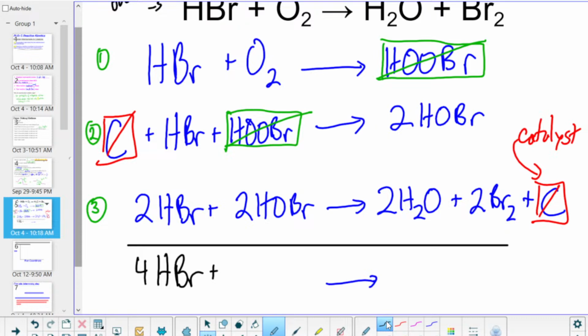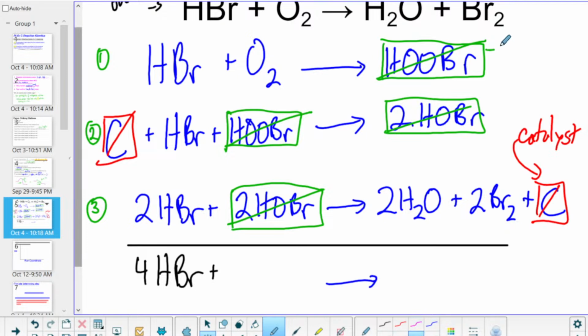What else cancels? HOBr, and catalyst. Now, are these catalysts? No, it's a product. It's actually made. This wasn't made. We put it in and it popped out. So that's how we know it's a catalyst. But this is made and then comes out. This is made and then comes out. This is known as a reaction intermediate.